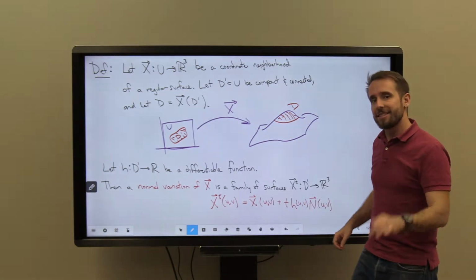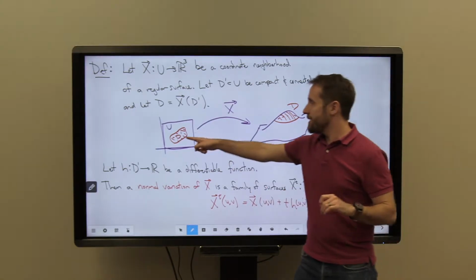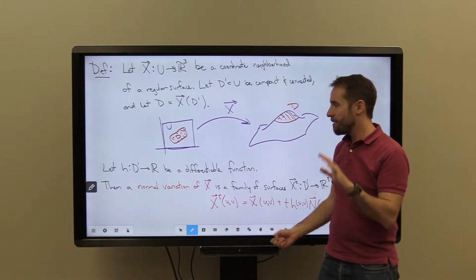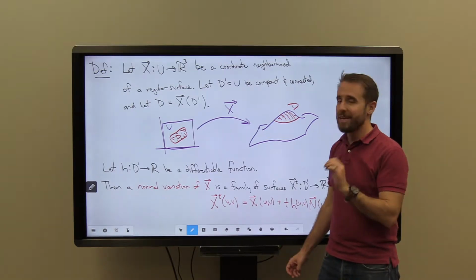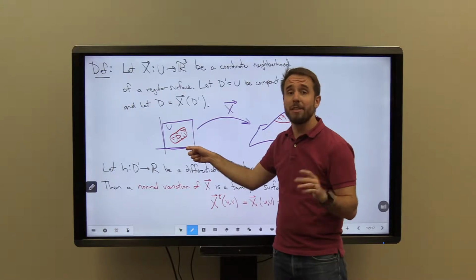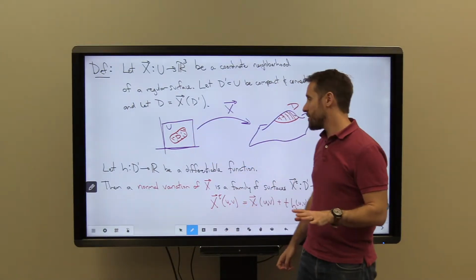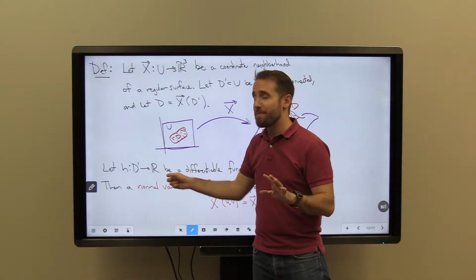Furthermore, let's take a differentiable function defined on D prime. So I'm going to let lowercase h, not uppercase, but lowercase h, be a differentiable function whose domain is this. So that's just a multivariable calculus 3 function. Notice it's not a parameterization, it's not mapping into R3, it's just mapping into R1.